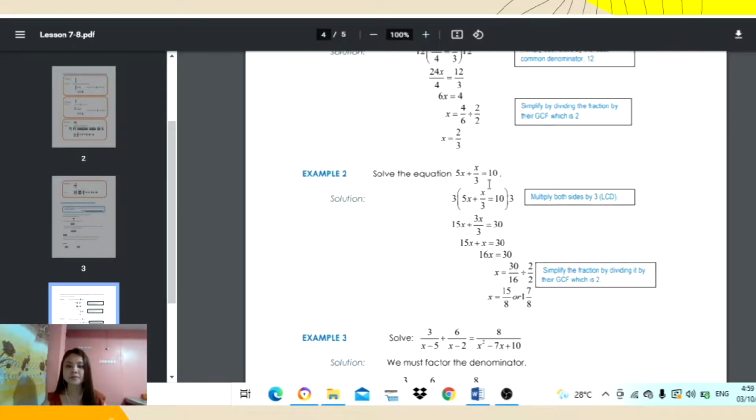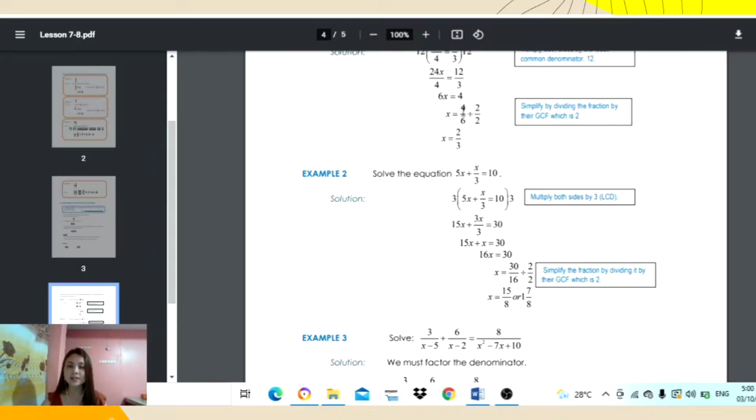Now, 6x equals 4 is just equal to x equals 4 over 6. So how did we get that? We divide both sides by 6. So 6x divided by 6, that's just equal to 1, or 1x, or just x. And then 4 divided by 6, so 4 over 6.